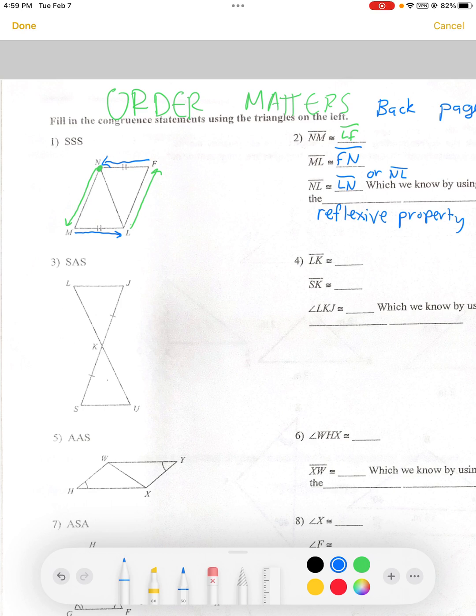Let's go ahead and talk about the next one. SAS. We'll talk more about what that means later. We have LK, so we're starting away, going down towards the center, is congruent to UK. Make sure you get the correct order. Then we go SK, is congruent to JK.